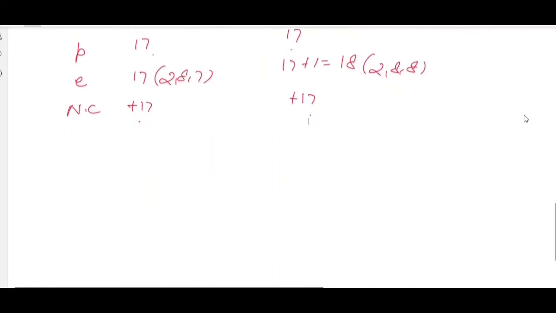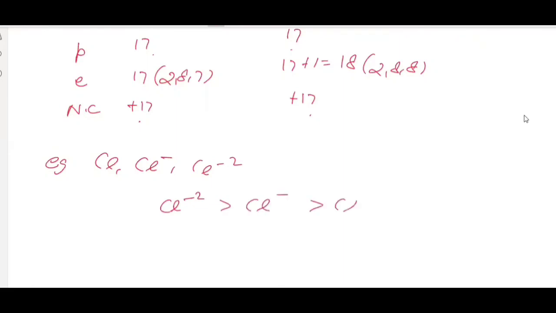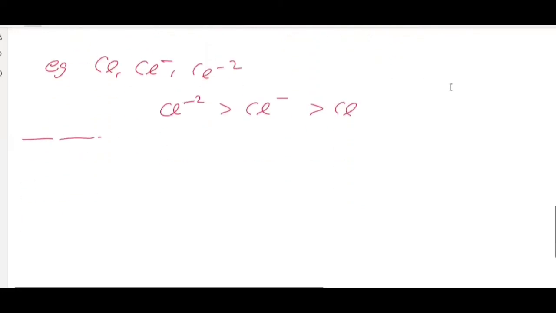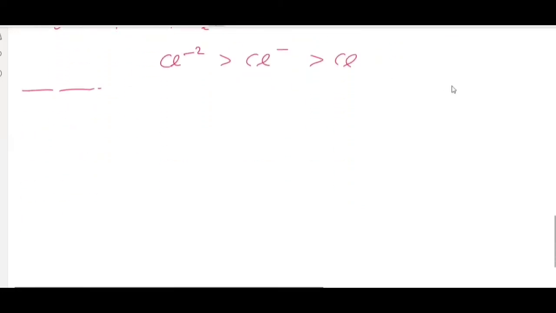So क्वेश्चन क्लियर. सो सेम वे से यदि हमारे पास Cl हो, Cl नेगेटिव हो, Cl-2 हो, तो जितना नेगेटिव चार्ज बढ़ता जाएगा रेडियस उतना ही बढ़ता जाएगा. तो Cl-2 का साइज Cl- से ज्यादा और Cl- का Cl से ज्यादा है. सो दिस इज योर सेकंड क्वेश्चन. नाउ द थर्ड क्वेश्चन.